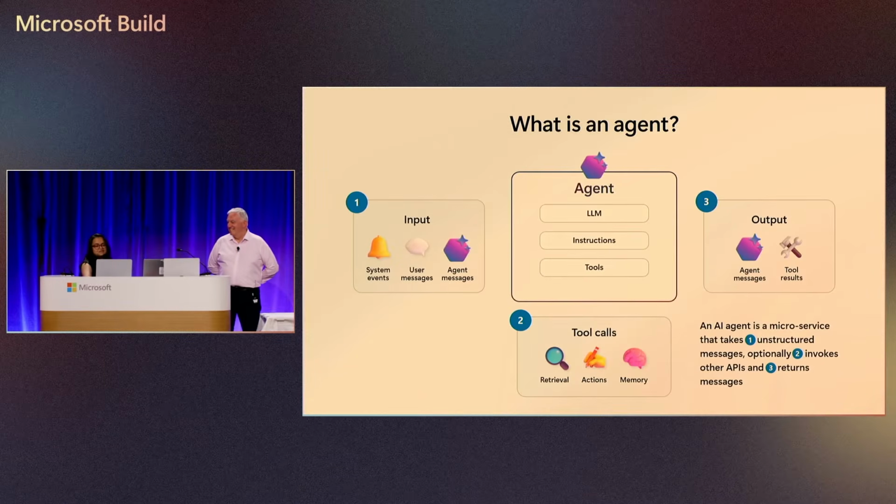Before we dive into the details, let's talk a bit about what an agent is. An agent is a microservice that takes unstructured messages, optionally invokes other APIs, and returns messages. It can handle various tasks by interacting with different tools and systems, making it a versatile component in an AI application. You can update or fine-tune an agent without having to rebuild the whole system. They're crucial for automating tasks and enhancing efficiency in various domains. They can handle complex processes, make decisions, and interact with other systems to achieve optimal outcomes.